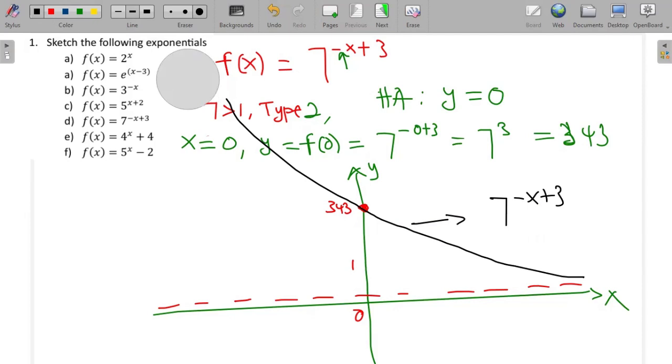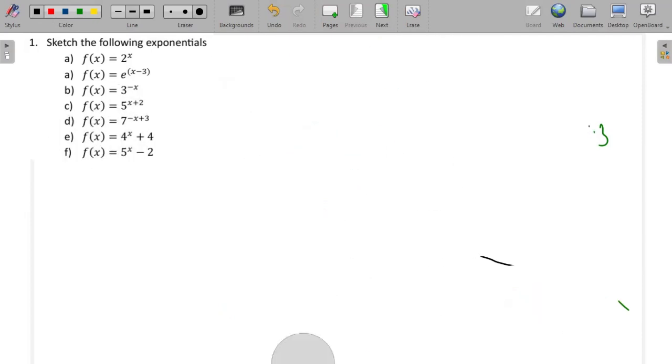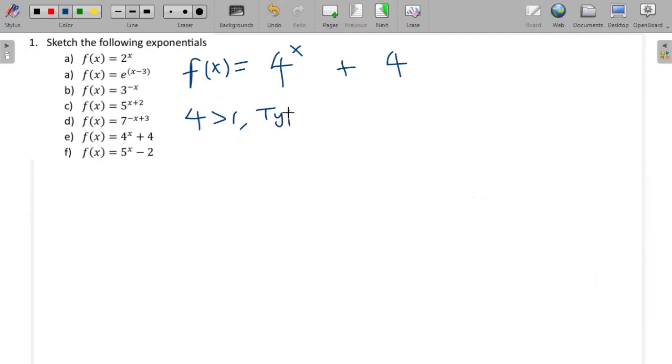Okay, let's look at part E. So part E, okay, we have f of x is equal to 4 to the power x and then plus 4. So here we're saying 4 is greater than 1. So this is a type 1 graph. Okay. The horizontal asymptote now is equal to 4, because to this 4 to the power x, they've added a 4. So whatever they're adding there, that's the horizontal asymptote.